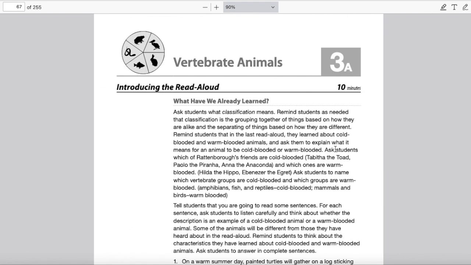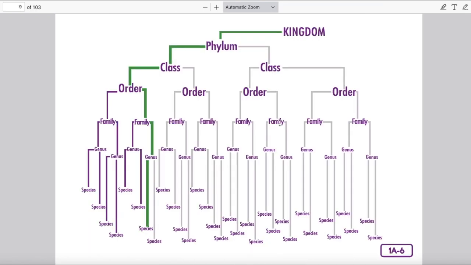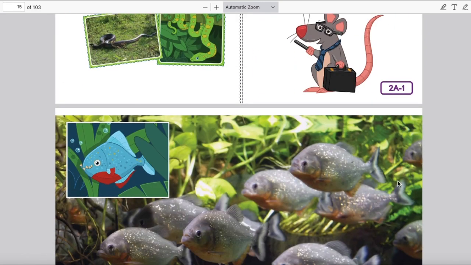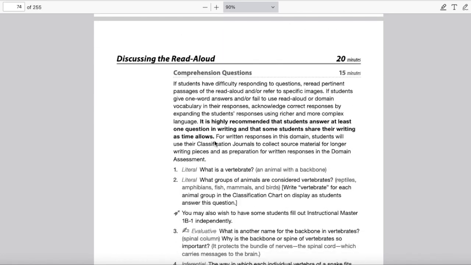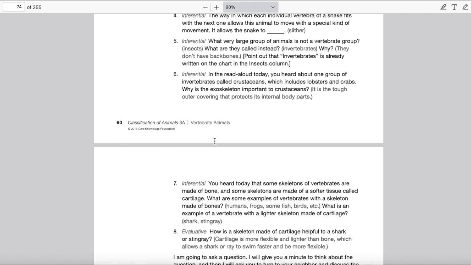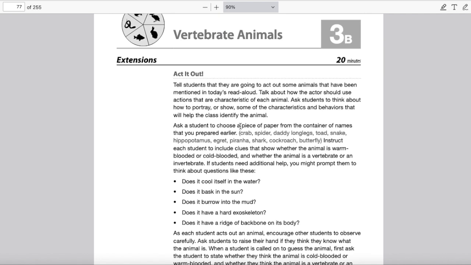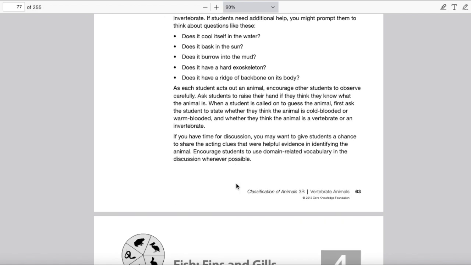But you can see they just continue on like that. You'll introduce the read aloud, you will go through your pictures and your questions, and everything's labeled here so you can't get confused about where you are. You'll go through that, you'll have your discussion questions, your diving deeper questions, you'll have your word work, and then you will have a specific activity. So for this one, it was acting it out, kind of like charades. So they would pick an animal and act it out, and the other person had to guess what that animal is. So kind of like Guess Who. It was fun. That was the activity.